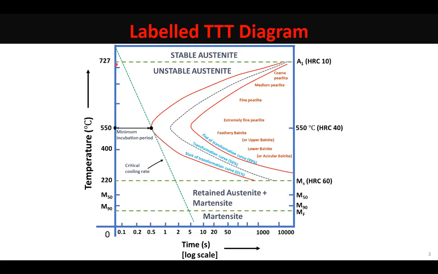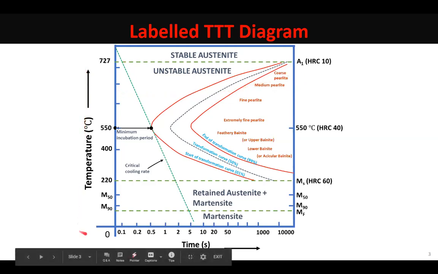But as you bring austenite to a temperature which is lower than the lower critical temperature of the steel, then this austenite becomes unstable. And if you can spend this much of time at any given transformation temperature, then transformation of austenite begins. So this is the start of transformation curve, this is the end of transformation curve, and this one is the 50% transformation curve.